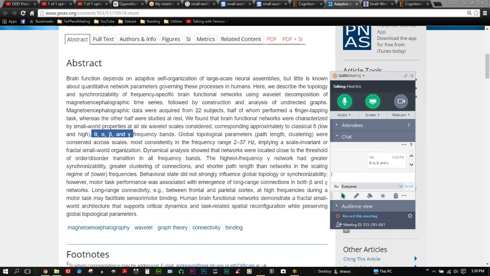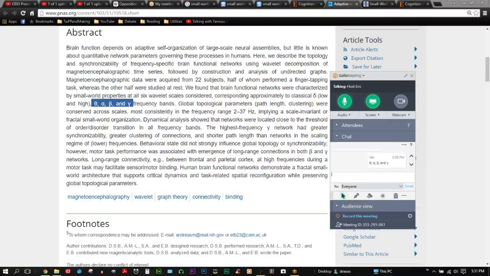Global topological parameters, path length, clustering were conserved across scales, most consistently in the frequency range 2 to 37 hertz, implying a scale invariant or fractal small world organization. Dynamical analysis showed the networks were located close to the threshold of order disorder transition in all frequency bands. The highest frequency network had greater synchronizability, greater clustering of connections, and shorter path length than networks in the scaling regime of lower frequencies.